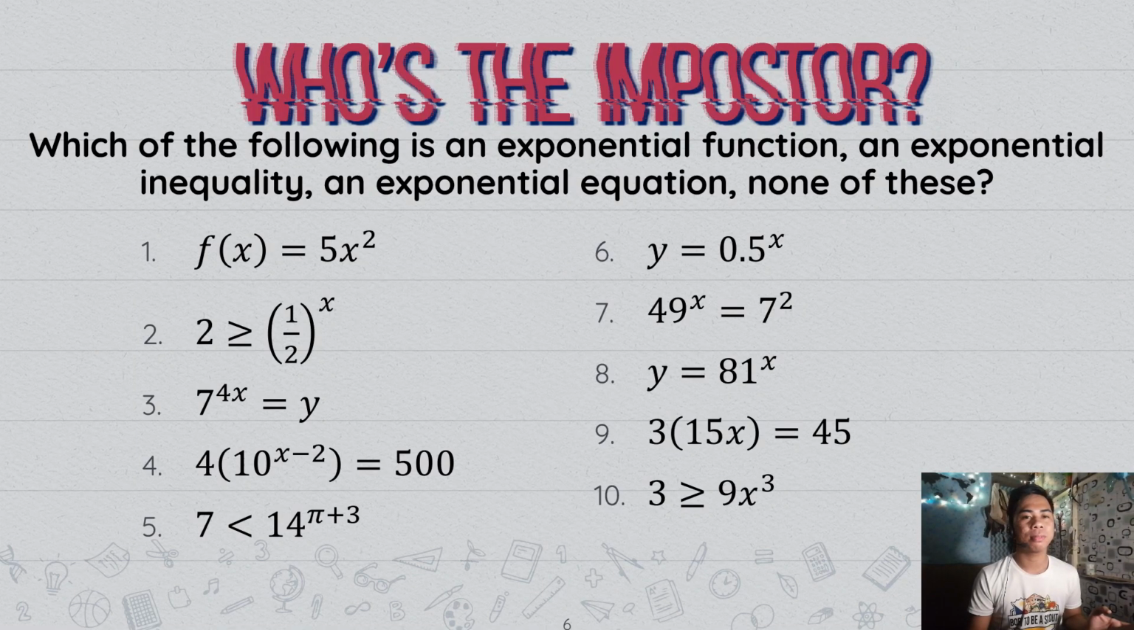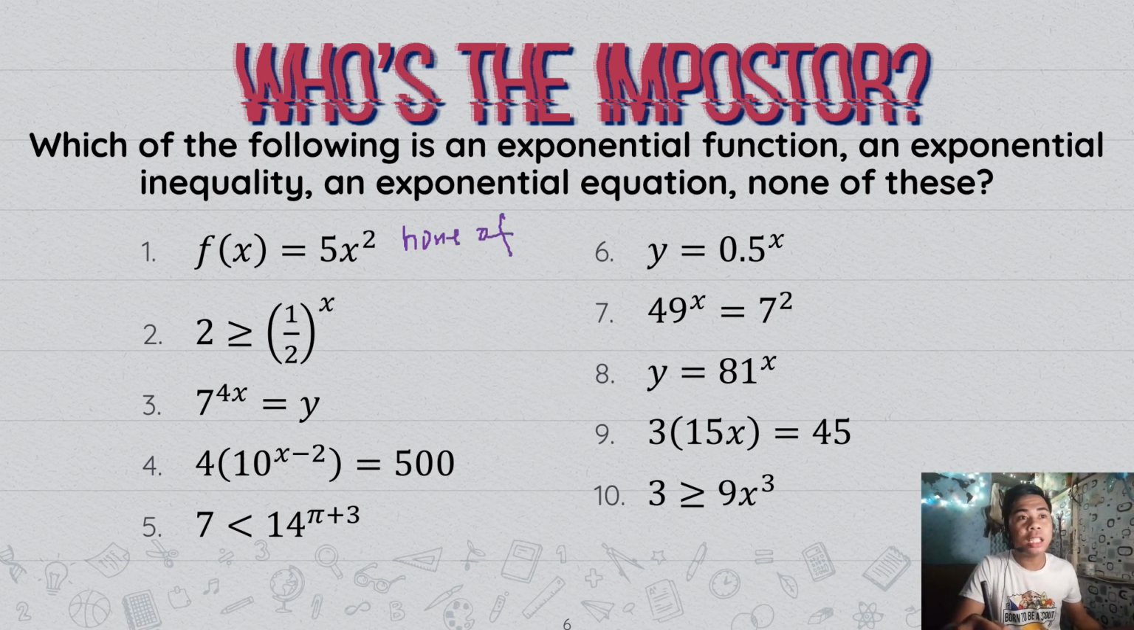Few moments later. Okay, so now we will be determining the answers. So number 1, we have f of x is equal to 5x raised to 2. So this is none of them.